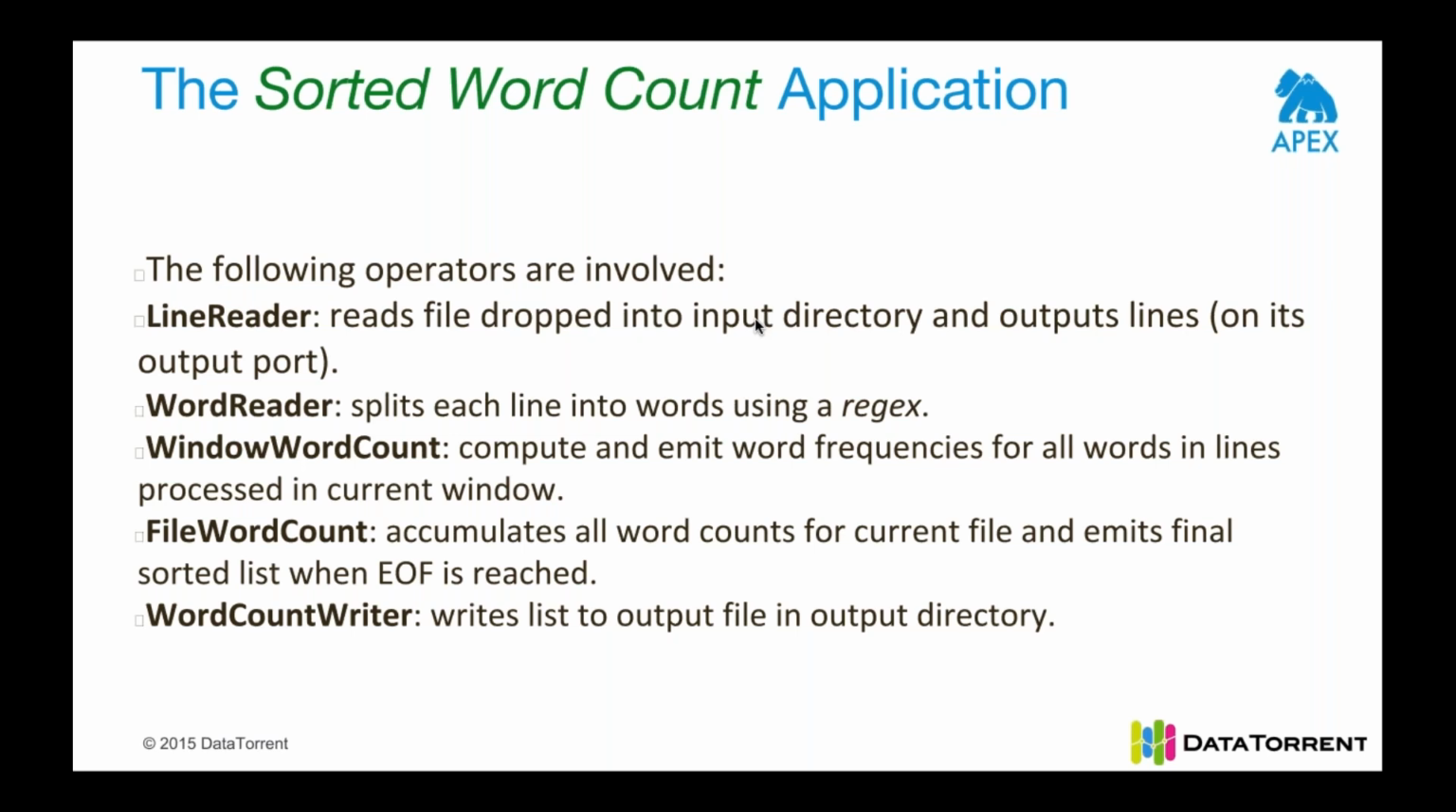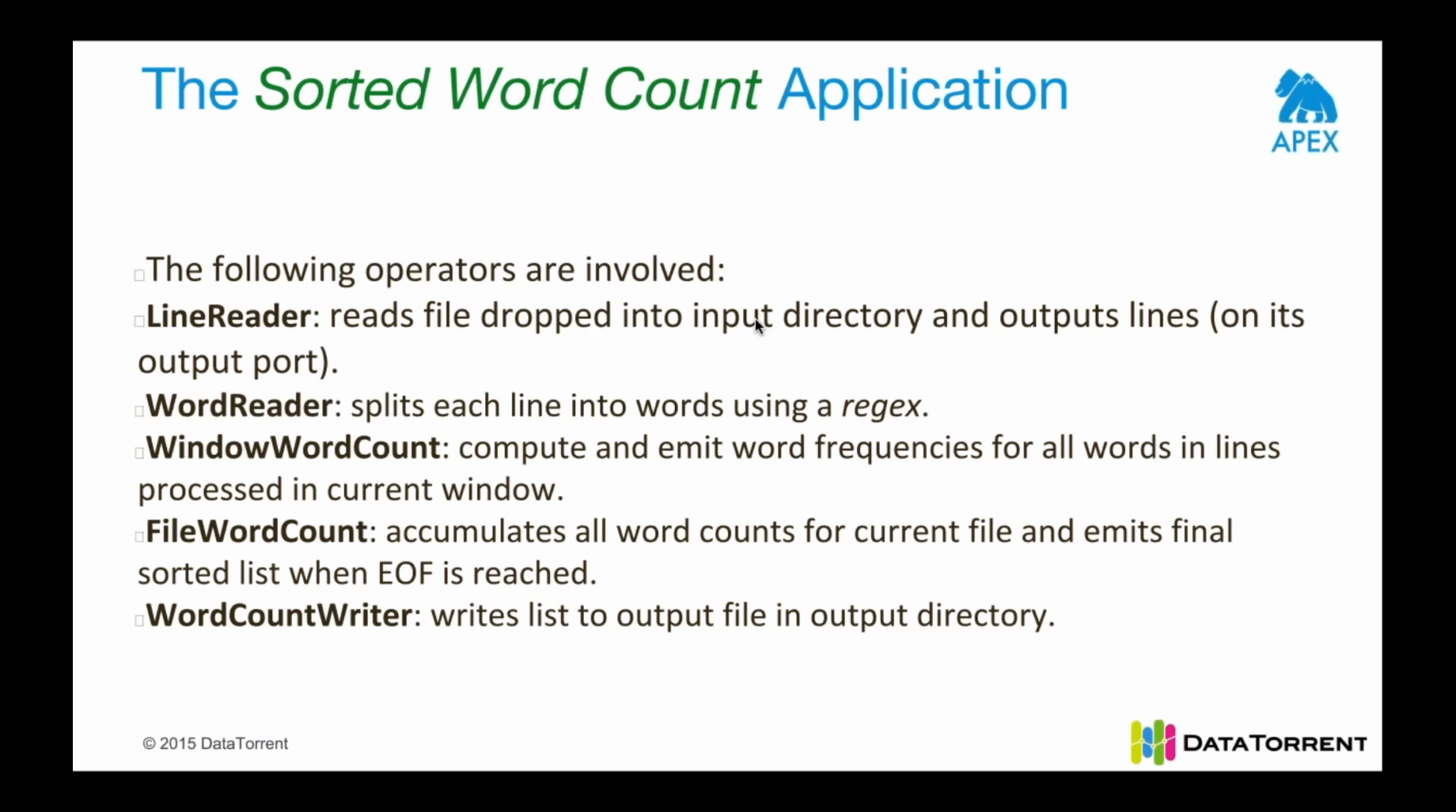And there will be the window word count operator, which will consume the outputs of the word reader, and it will be aggregating the word count on a window basis, and it will keep emitting the data at the end of every window. So typically an application window is like 500 milliseconds, and it will be emitting the words it has counted every 500 milliseconds onto the downstream operator.